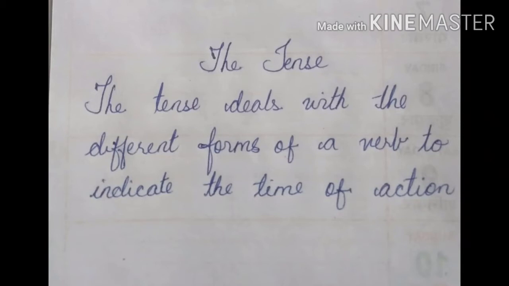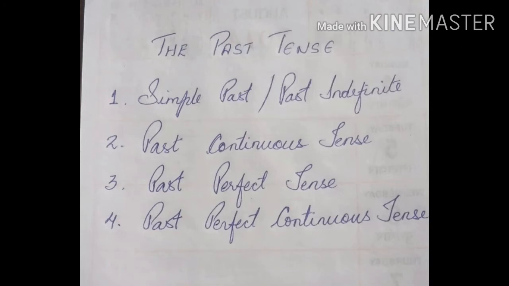There are four types of past tense. Number one, the simple past or past indefinite tense. Number two, past continuous tense. Number three, past perfect tense. And number four, past perfect continuous tense. I repeat, the four types of past tense.